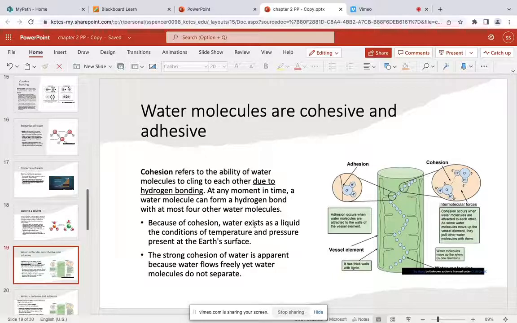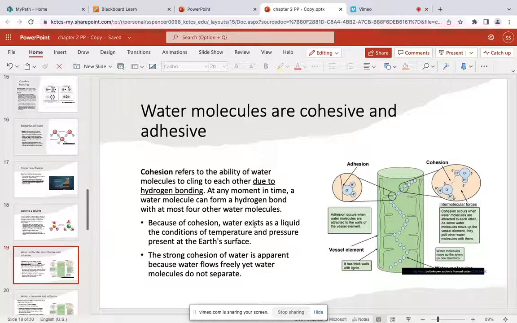So again, due to the cohesion, water can exist as a droplet, and it's able to stick to things. It's able to bond with itself. Because of cohesion, water exists as a liquid. The strong cohesion of water is apparent because water flows freely, yet water molecules do not separate. So water can exist as a droplet due to cohesion.